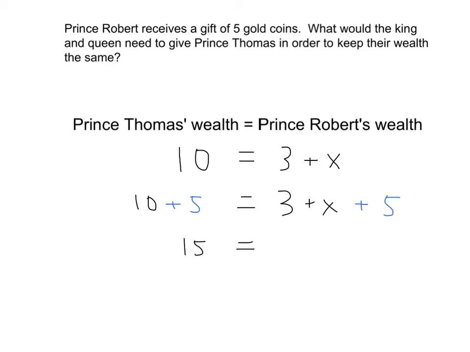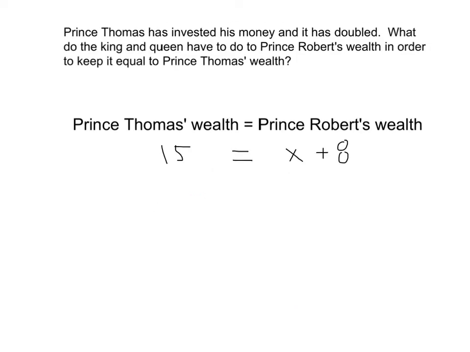Right? And for Prince Robert, we can represent his wealth this way. Let's rearrange these terms. We could say this is the same thing as x plus 3 plus 5, which is the same thing as x plus 8. So now we can show this equation this way. Prince Thomas's wealth of 15 gold coins, that's still the same thing as Prince Robert's wealth, which is now x gold coins in the treasure chest plus 8 gold coins. Right? So again, starting with our equation here, 15 equals x plus 8.